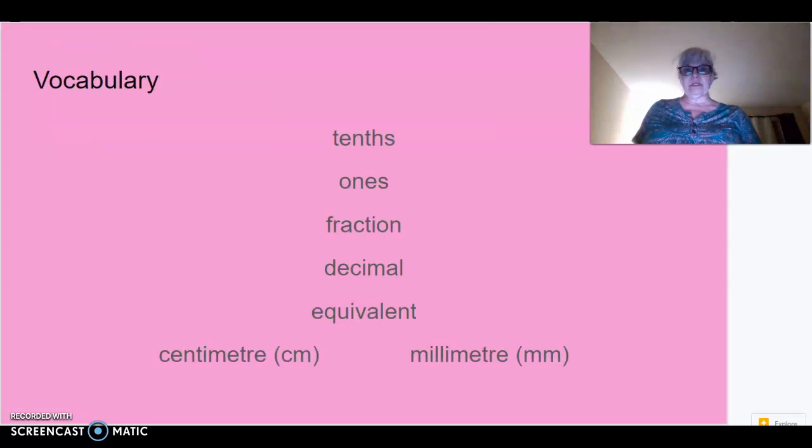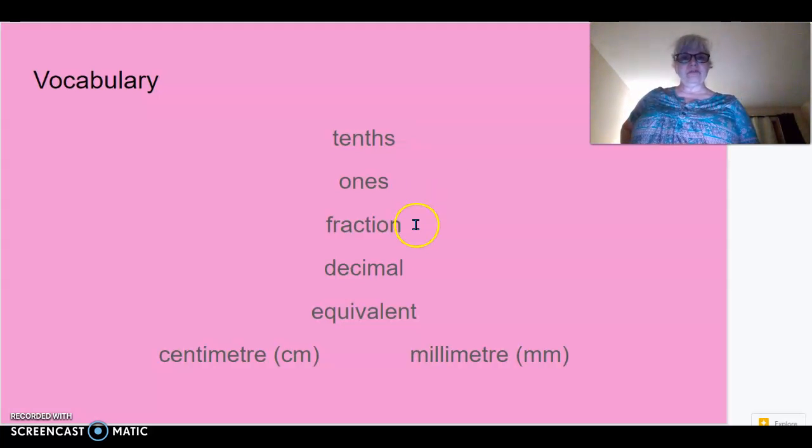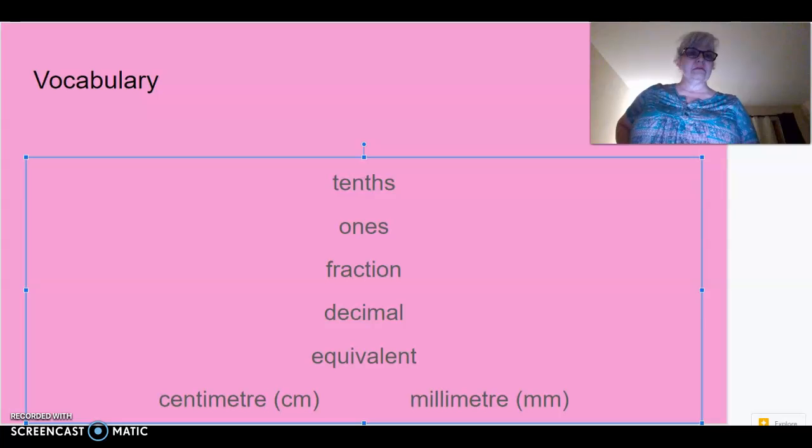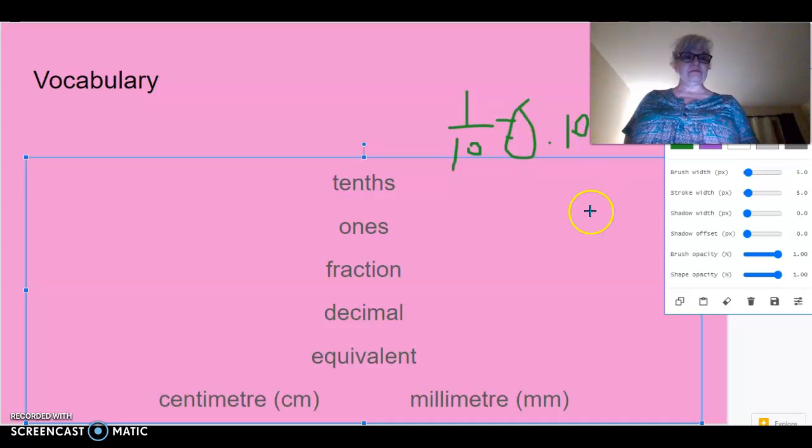Okay, so you could do that if you need to for each number. All right, we're going to move on. We're going to talk about your vocabulary very quickly. Yesterday we talked about tenths and ones. Those are in the places on your place value chart. The fraction would be 1 out of 10 parts, or 3 out of 10 parts, or 5 out of 10 parts, and your 10 is going to be your numerator and your 1 is your denominator, right? Now, the fraction 1/10 is equivalent to the decimal 0.1.